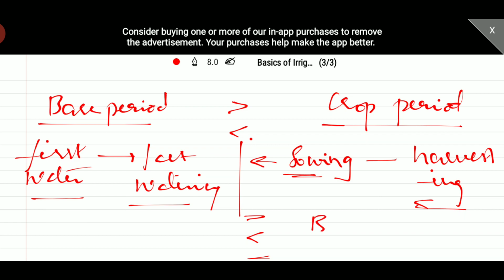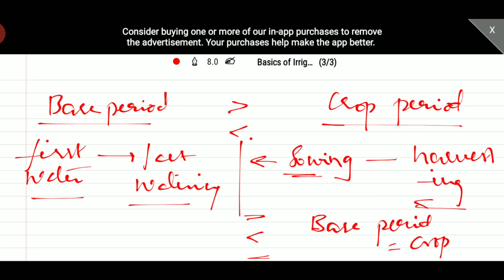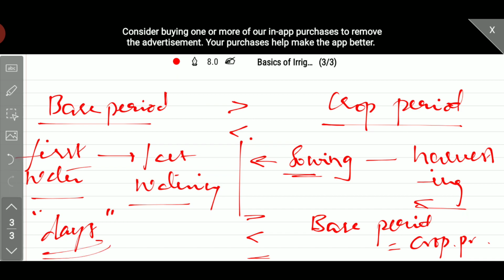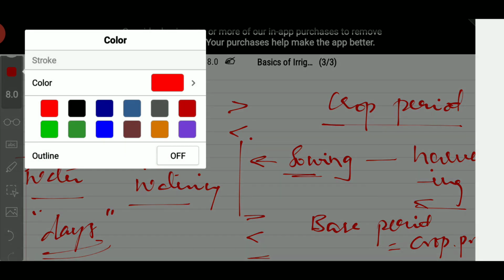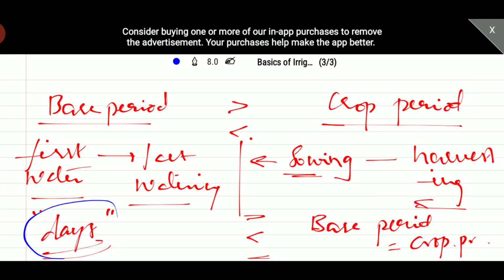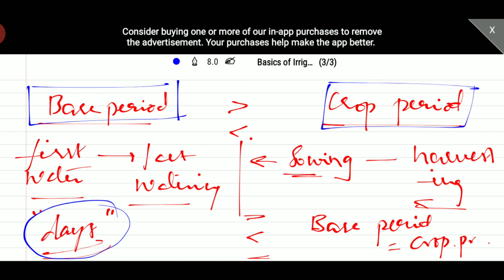Generally, for most of the crops the base period will be equal to the crop period, depending upon the cases. Okay, so both are denoted in terms of days. Remember, the base period and crop period both are denoted in terms of days. Very, very important point to remember.